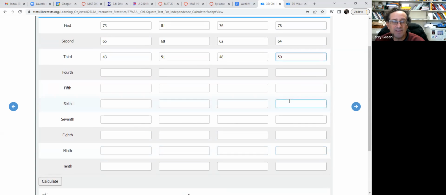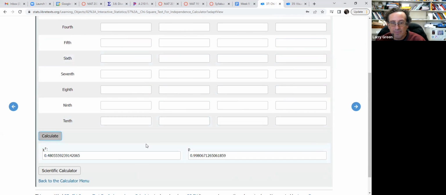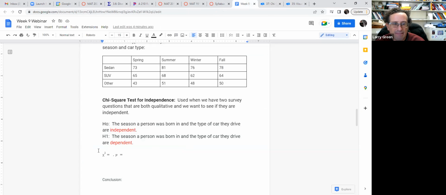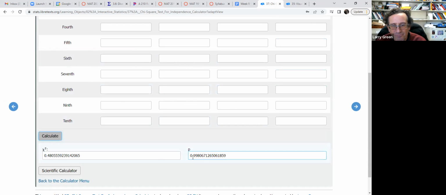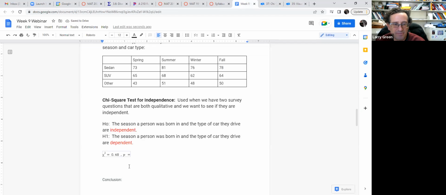Okay, once you do that, it's easy. You just hit calculate. All right, we got a chi-squared of 0.48, and we got a p-value of 0.998. So hopefully you're all there and you know what that p-value tells you.